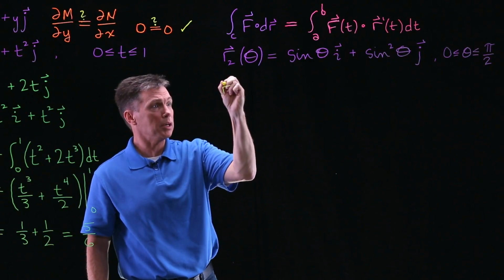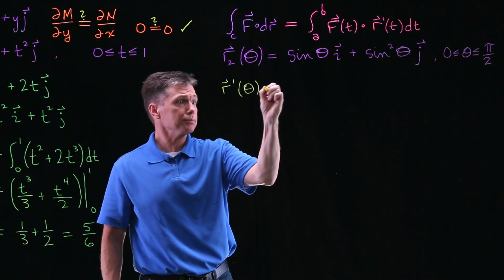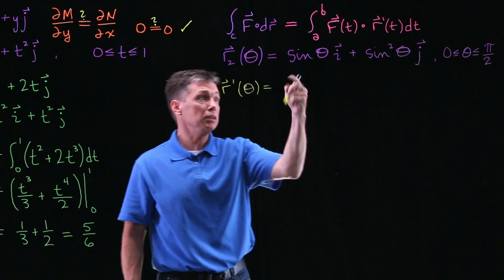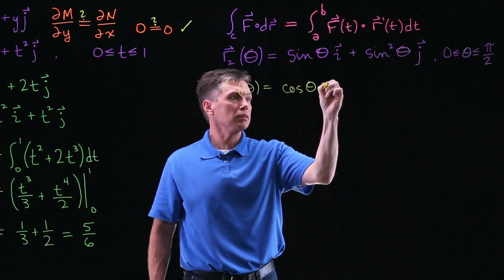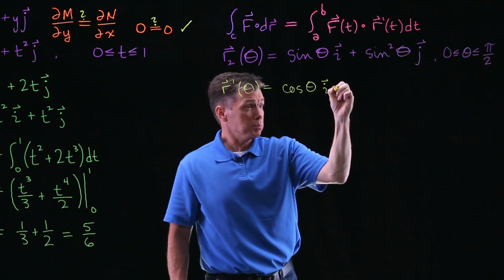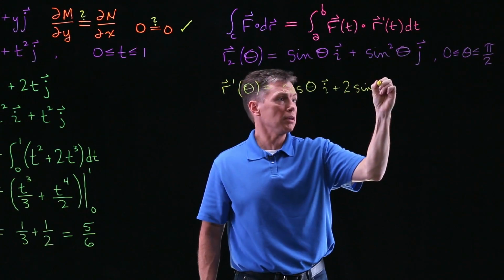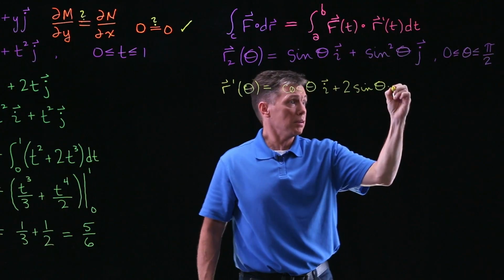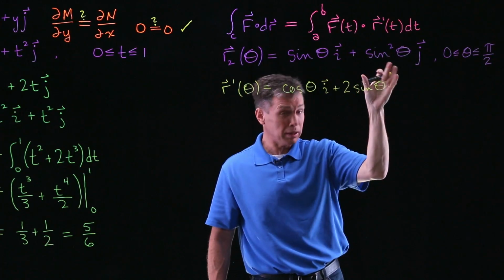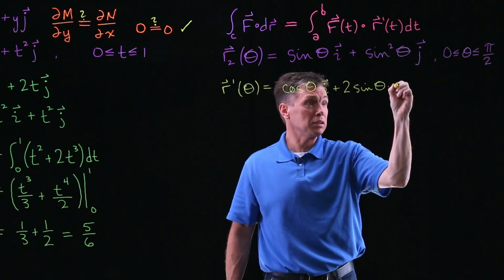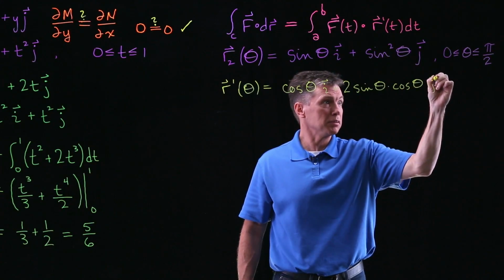My r prime vector of theta will equal, and now I'm doing my derivatives here. This is just cosine of theta times the i vector plus 2 times sine theta, and then times cosine theta. Let's see, 2 in front, sine drops down to the 1 power, multiplied by the derivative of sine, which is cosine. Just making sure I get that right. And then the j vector.